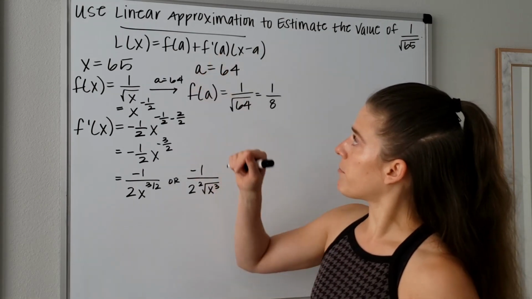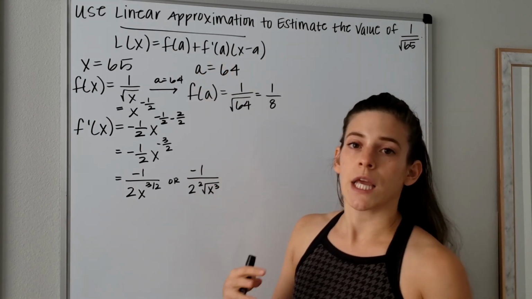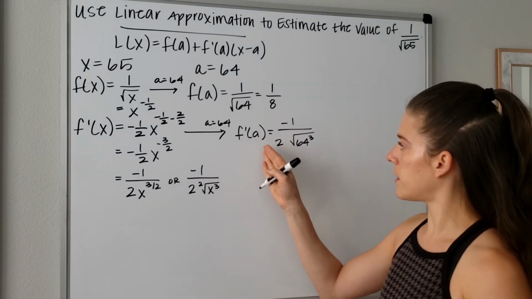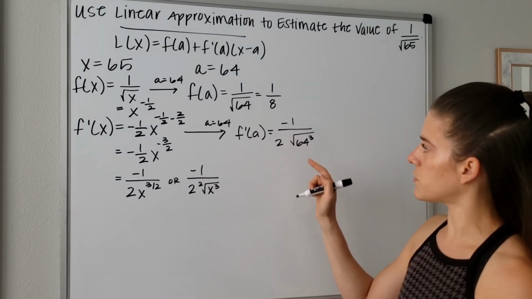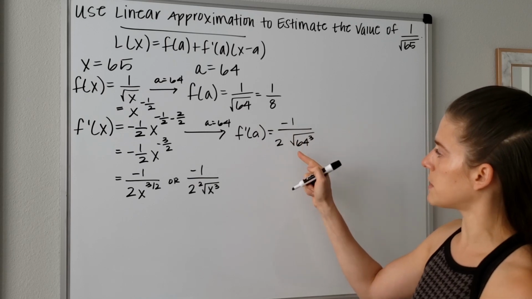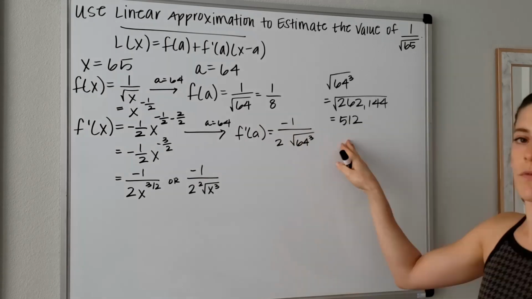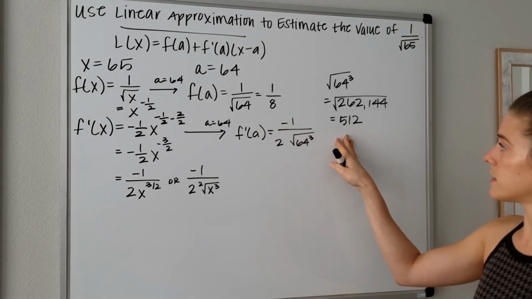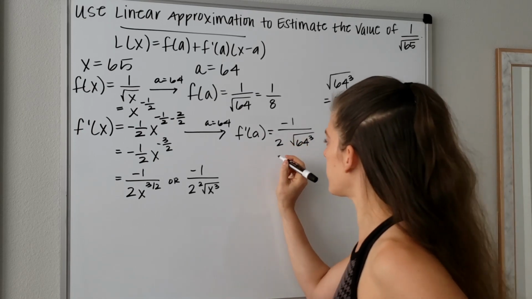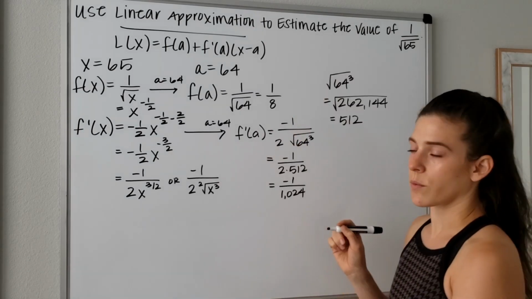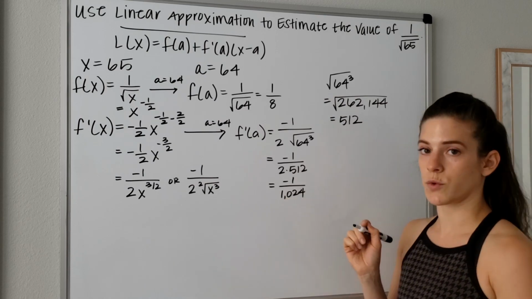Okay, but up here we have f prime of a. Let's plug in a into our derivative. When we plug in 64 into our derivative, this is what we get, negative 1 over 2 times the square root of 64 cubed. If we do that work here off to the side, that gets us 512. So our derivative at a is going to work out to be negative 1 over 1024.